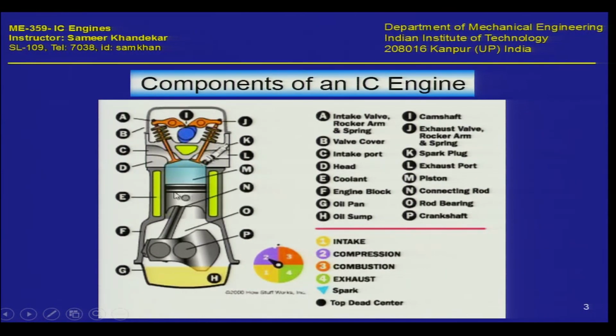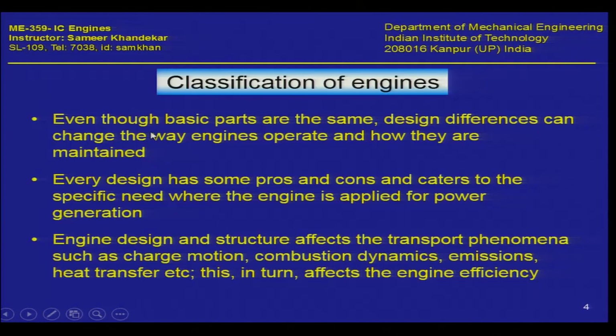You can also see piston rings, for example, and the flywheel at the crankshaft. So several things can be seen in this diagram. So I thought I will repeat this again so that you understand the construction of the engine. And as I was telling you, even though the basic parts are the same, design differences can change the way engines operate and how they are maintained. So the maintenance of the engine will also depend.